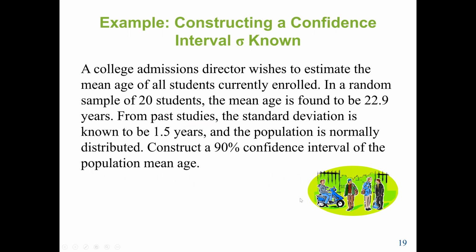So let's see the next example here. They say a college admission director wishes to estimate the mean age of all students currently enrolled. In a random sample of 20 students, the mean age is found to be 22.9 years. From past studies, the standard deviation is known to be 1.5 years, and the population is normally distributed. We should construct a 90% confidence interval of the population mean age.